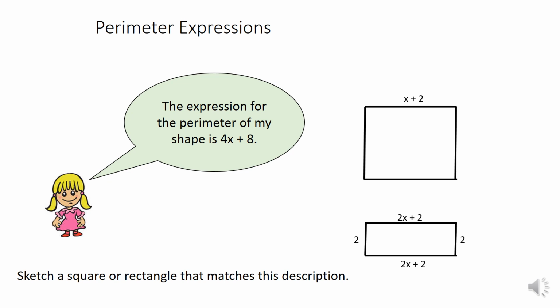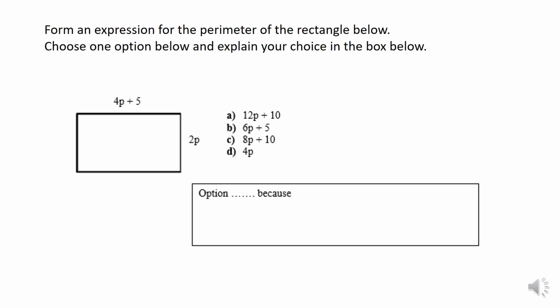Okay, moving on. For this activity, I want you guys to form an expression for the perimeter of this rectangle on your left, and you are going to pick one of the options and give a reason for it. Now remember, with this task, we're not uploading this picture onto ClassCharts. This is for your own independent learning, and the main activity, when I get to it, I'll explain what you need to do there. So pause the video, have a go at this one, and we'll come back together shortly.